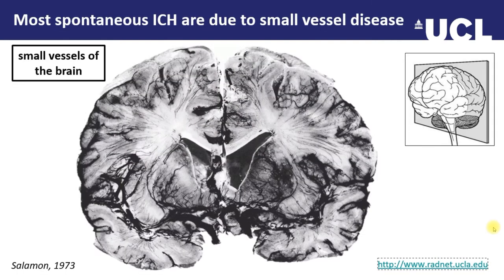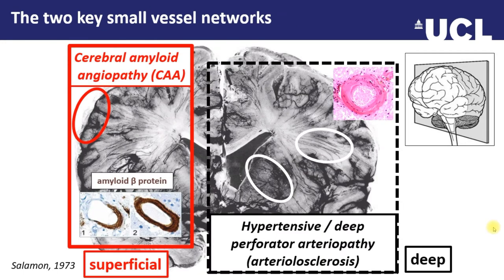As you will all be very aware, bleeding in the brain, be that macrobleeding or microbleeding, is largely due to cerebral small vessel diseases, shown in this autoradiograph post-mortem brain specimen. We can classify small vessels into two broad networks. Firstly, a superficial network affecting superficial cortical arterioles, leptomeningeal arterioles, and principally affected by amyloid angiopathy.